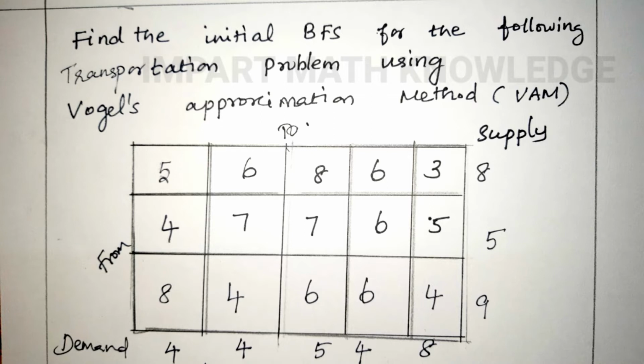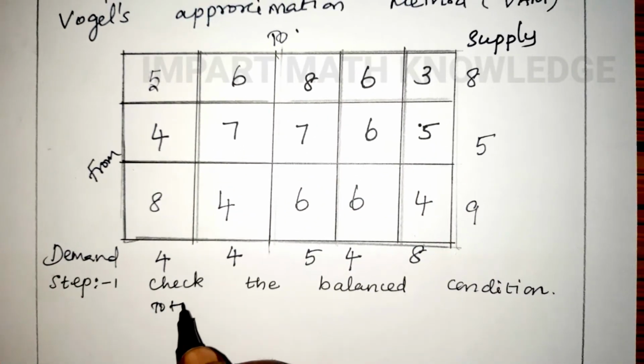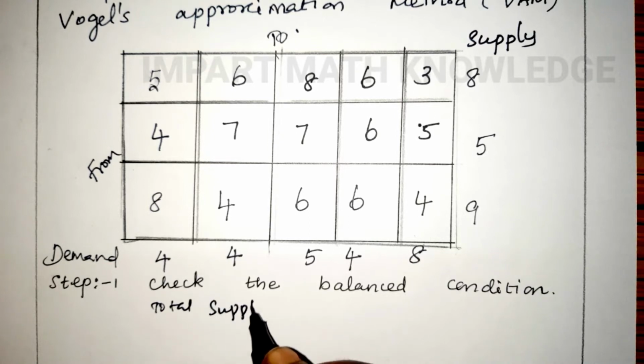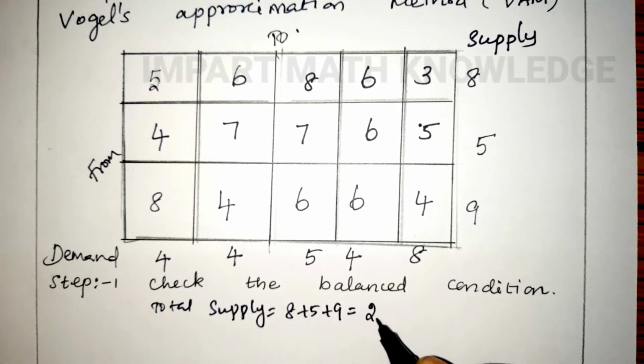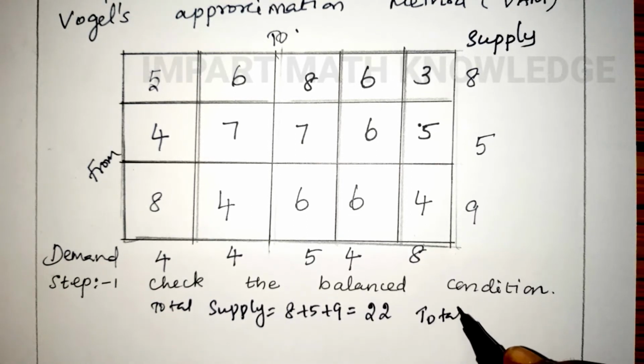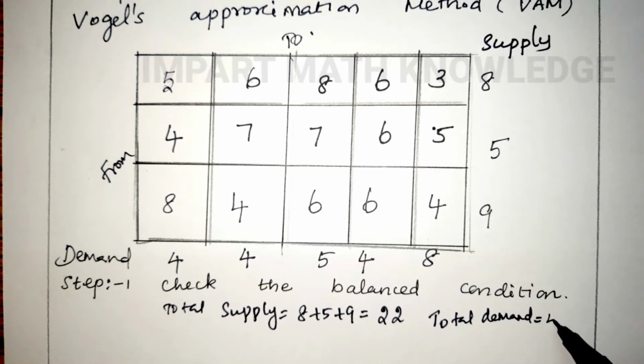First step, we need to check the balance condition. For checking the balance condition, you have to take total supply and total demand. Total supply is equal to 8 plus 5 plus 9. This is equal to 22. Total demand is 4 plus 4 plus 5 plus 4 plus 8. The total demand is 25.